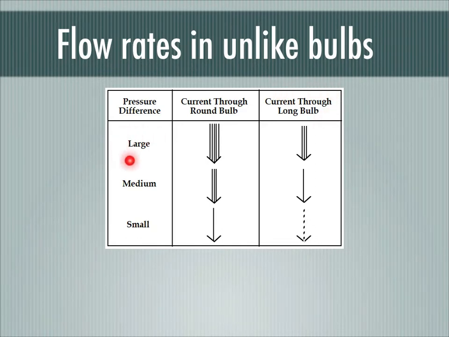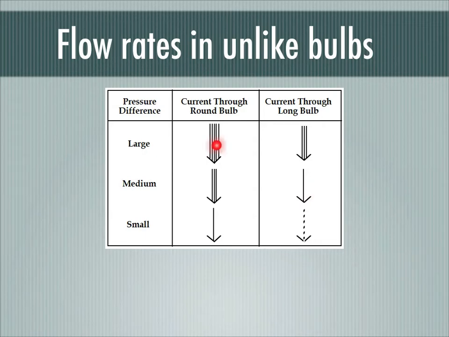So if I put a large pressure difference across a low resistance round bulb, I'm going to have a high flow rate. If I put the same pressure difference across a higher resistance long bulb, I'm going to have less flow rate. Notice also with a medium pressure difference through the round bulb, I'm going to have a lower flow rate. So if I decrease the pressure, I'm going to have less flow. Same thing true for the long bulb. So if I go from large to medium pressure, I'm going to have reduced flow rate.